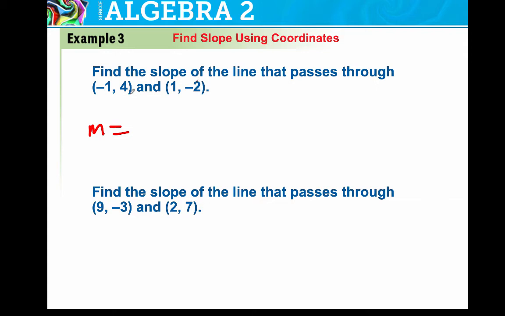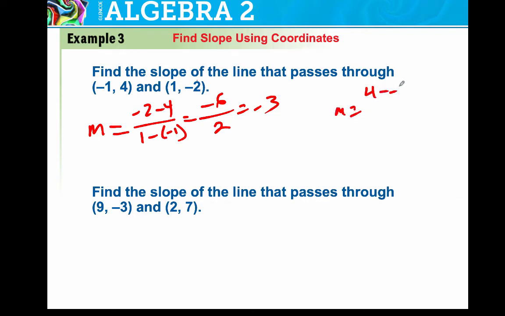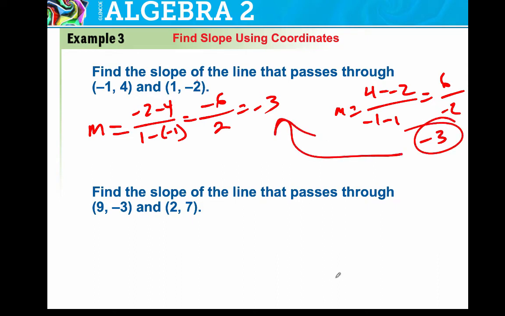I like to always start, it doesn't matter which way you go as long as you're consistent. Negative 2 minus 4 over 1 minus negative 1. So this is negative 6 over positive 2, which is negative 3. It wouldn't have mattered if you went 4 minus negative 2 over negative 1 minus 1. Because look, you get positive 6 over negative 2, which is negative 3. Coincidence? I think not. So the slope there is negative 3.